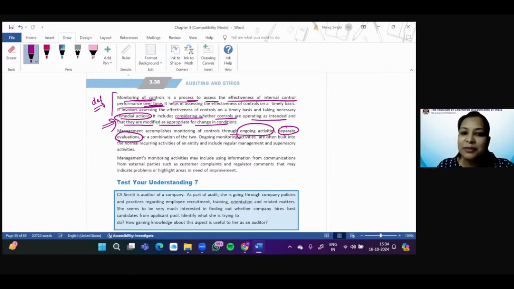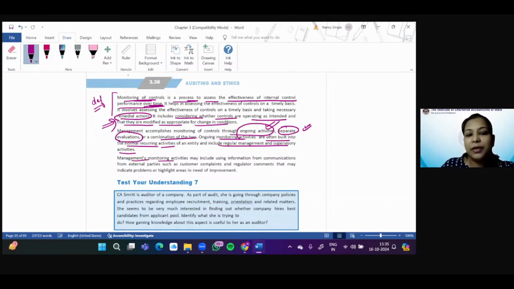So, for example, I can ask you during the session whether you have done whatever was told to you in the first session. That is an ongoing activity. Or I might take a separate session to see whether you are following that or not. That is a separate evaluation, or a combination of both. Ongoing monitoring activities are often built into the normal recurring activities and include regular management and supervisory activities. So on a regular basis, I'll be asking you this question.